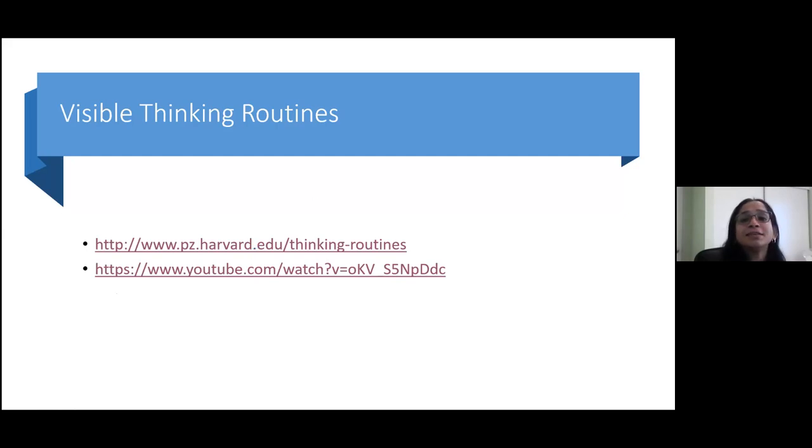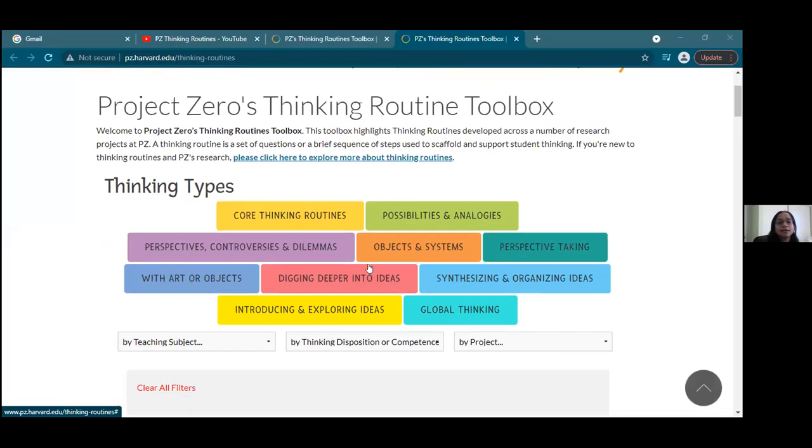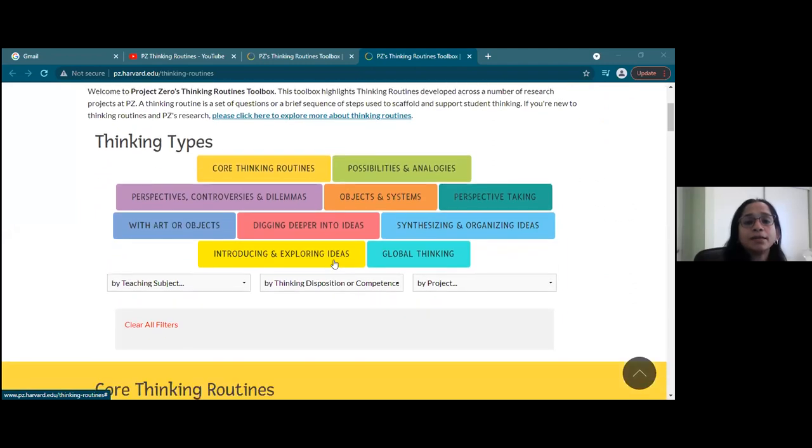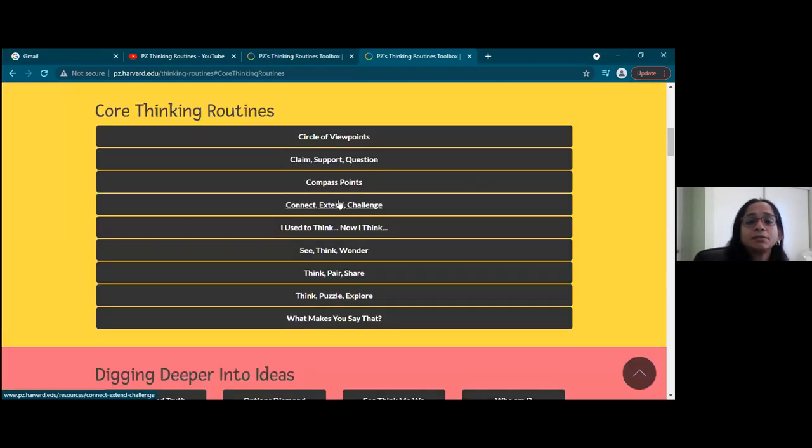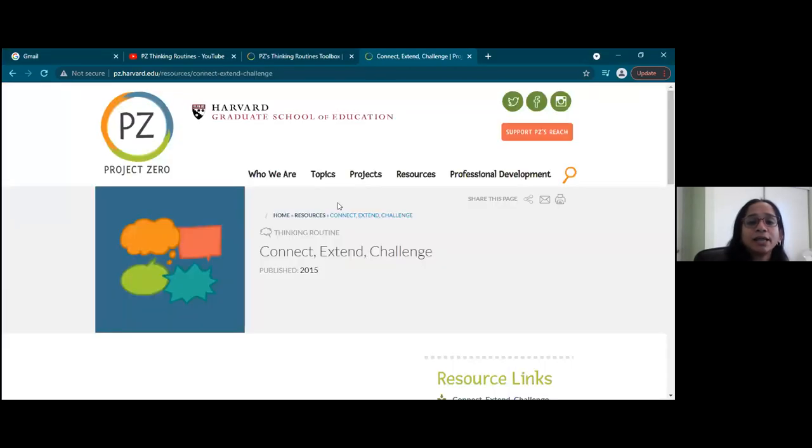So you can see, I will just share the thinking routines page with you and then we will move on further. So if you can see, these are the thinking routines. If you can click on each one of them, like say click on the core thinking routines, you see so many over here, like supposing we look at connect, extend, challenge.